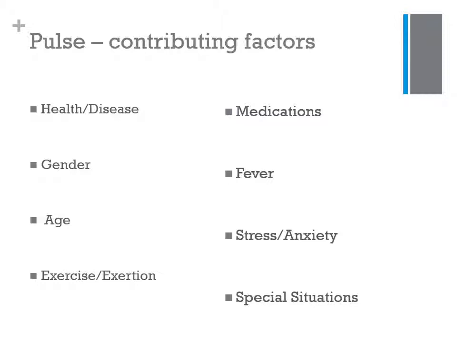Another example of a disease condition would be, again, the thyroid. If you have a suboptimally functioning thyroid, or hypothyroidism, don't be surprised if the patient has a slower pulse as a result. You can read in your book about gender and age, exercise and exertion, stress and anxiety. Of course, these are things that can influence one's pulse.